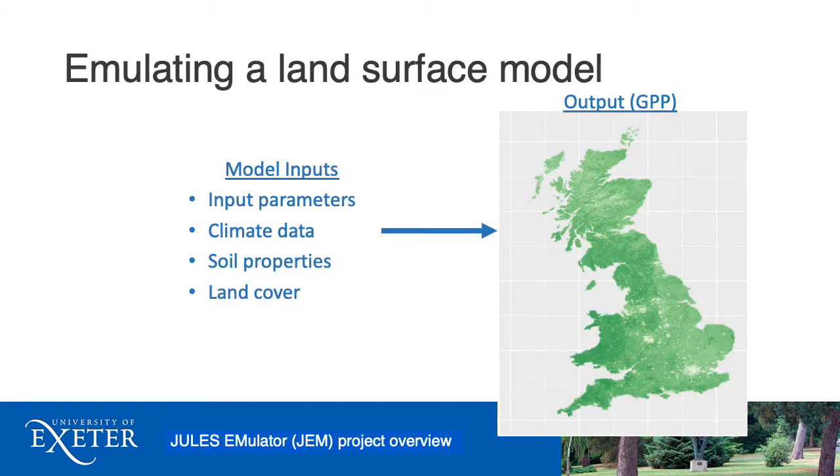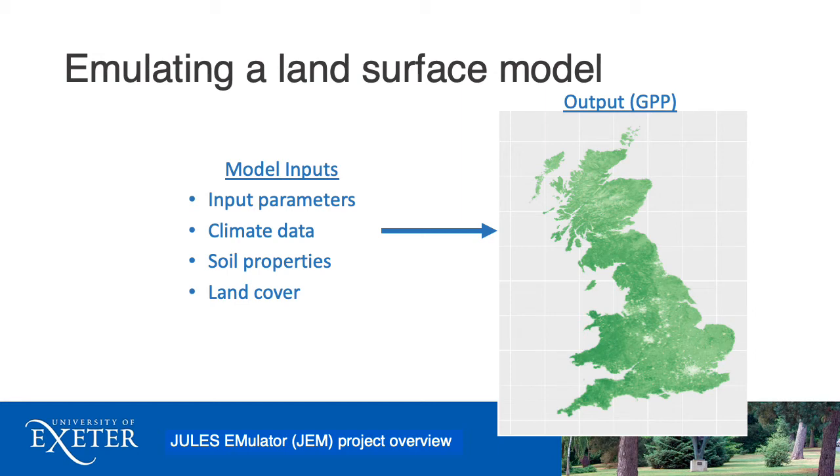So a land surface model produces one output for a set of inputs. For example, JULES could predict GPP from a set of parameters, climate data, soil properties, and land cover. An emulator is built from an ensemble of the original model that spans the plausible input space, so lots of model runs with varied parameters.